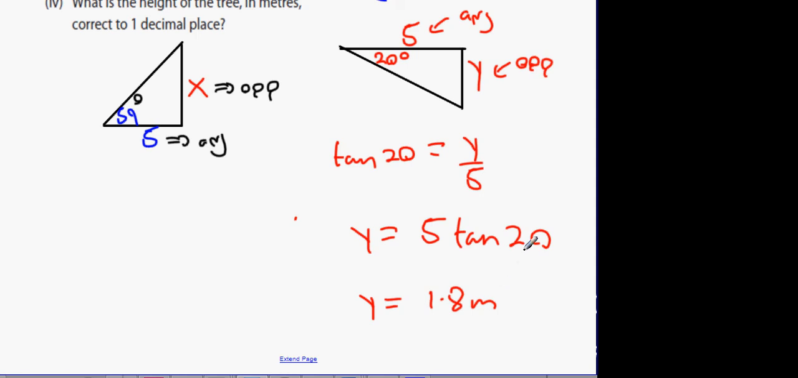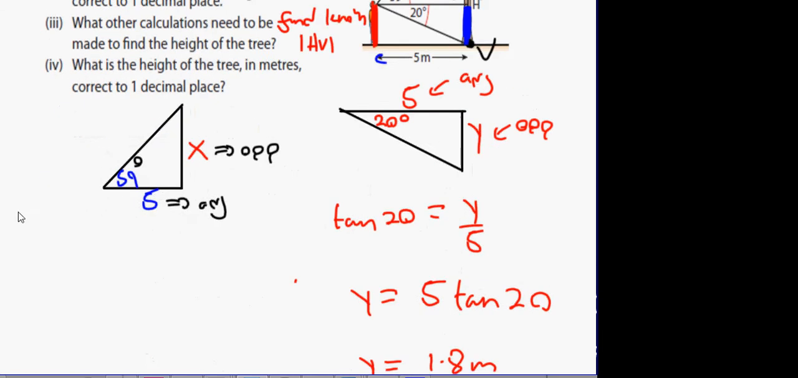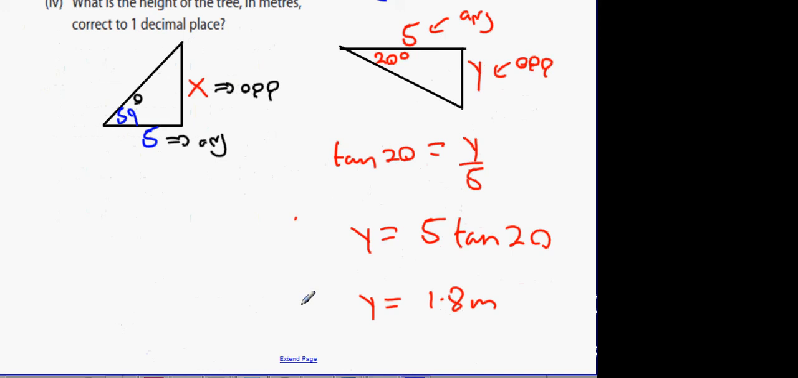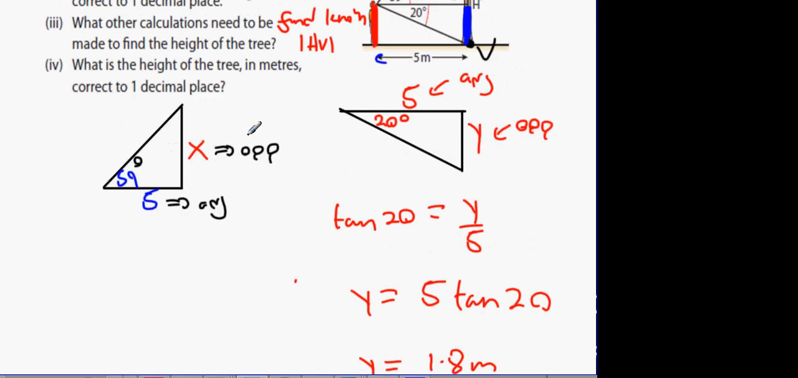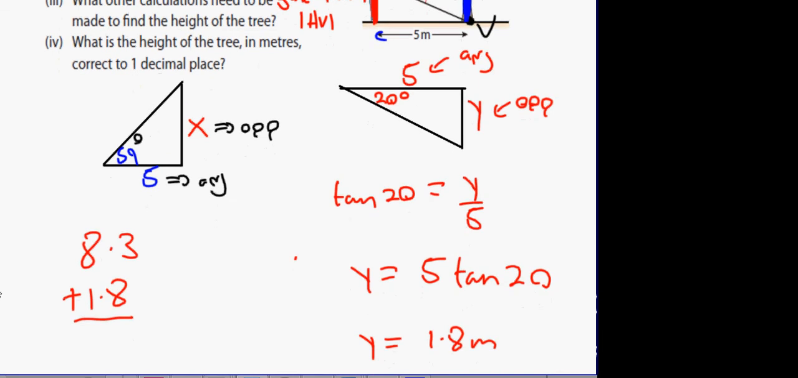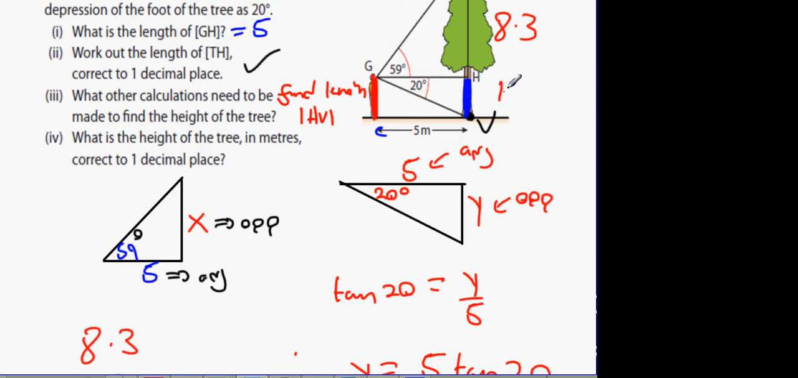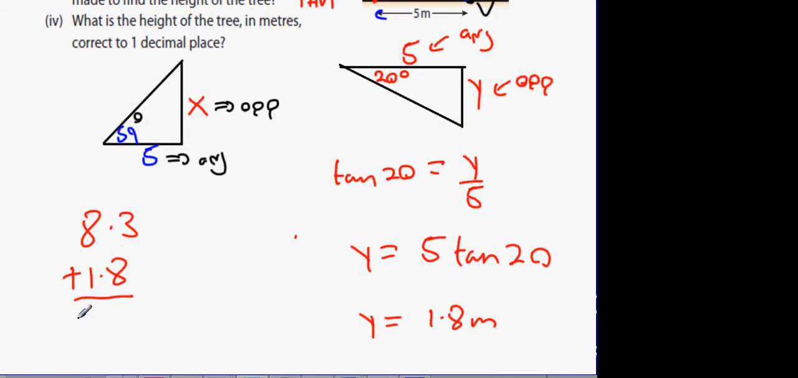Okay, that's that done. Now, what's the height of the tree then? The height of the tree is going to be 8.3 plus 1.8. Add them together, because that's 1.8 and that's 8.3. What do we get? 10.1. Okay, so 10.1 meters top. Moving on.